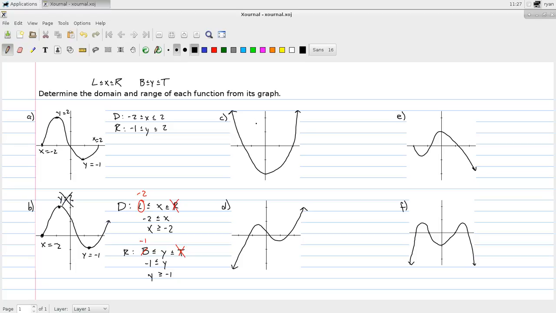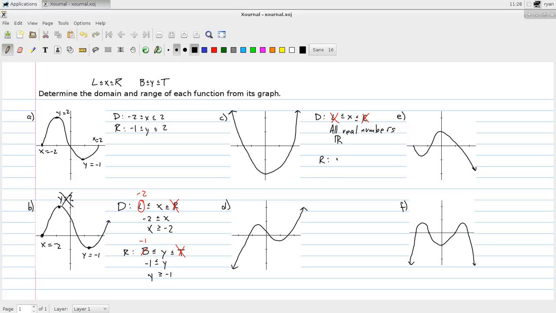Problem C, we can do the same way. For domain, we can look at the left and the right. So remember, the domain runs from the left to the right. To the left, this arrow indicates that the graph goes on indefinitely. So there is no left-hand endpoint. To the right, this arrow indicates that it continues indefinitely. So there is no right-hand endpoint either. So this says there are no restrictions at all on x. It can go indefinitely to the left and indefinitely to the right. And so we would say the domain is all real numbers. Or if you wanted to write this a little bit more compactly, we would say that the domain is R, all real numbers.